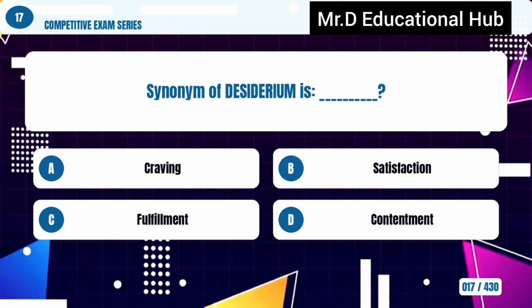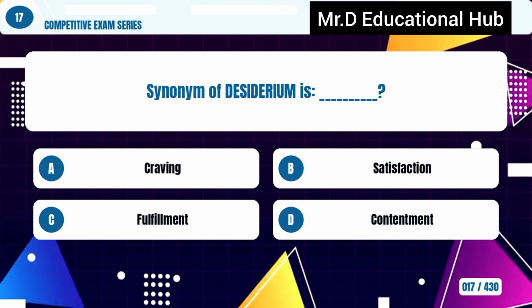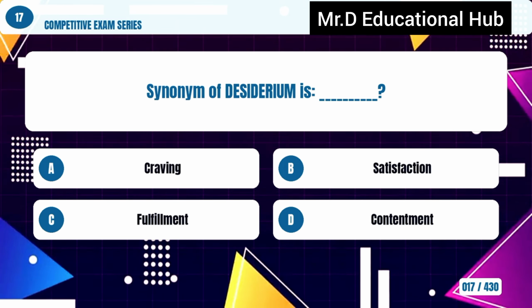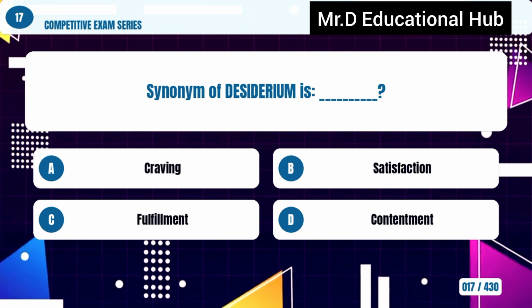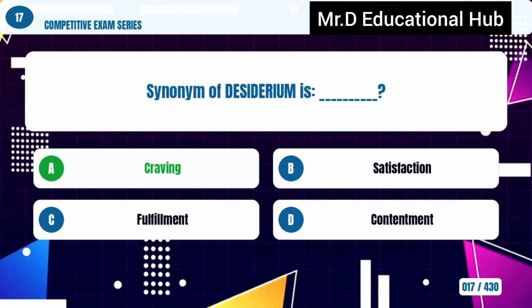Question: synonym of desiderium is blank. Option A, craving. Option B, satisfaction. Option C, fulfillment. Option D, contentment. Correct answer is option A.